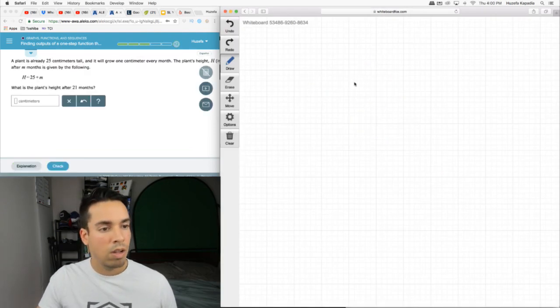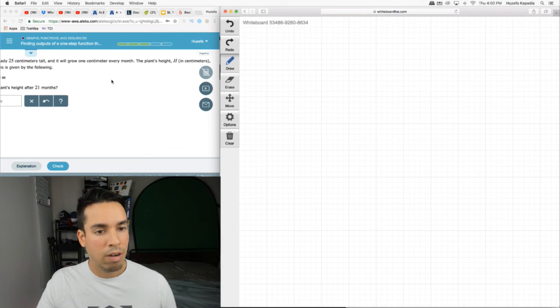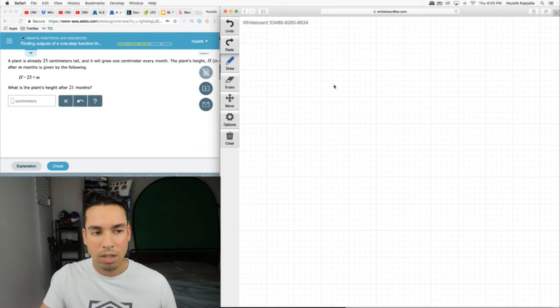Okay. Last one. A plant is already 25 centimeters tall and it will grow 1 centimeter every month. The plant's height H in centimeters after M months is given by the following. H equals 25 plus m. What is the plant's height after 21 months?